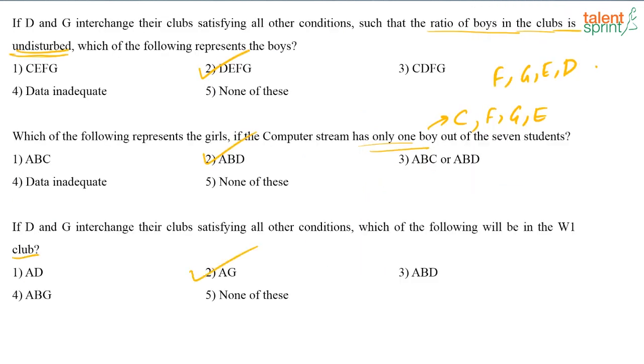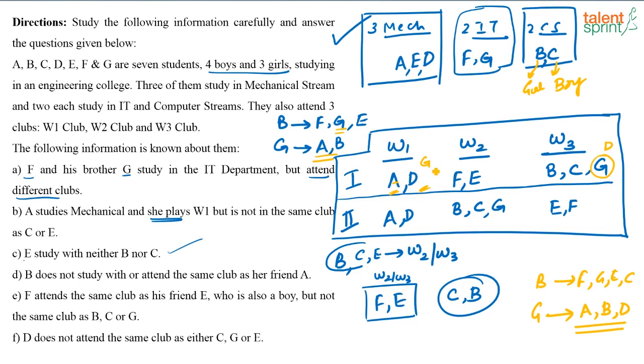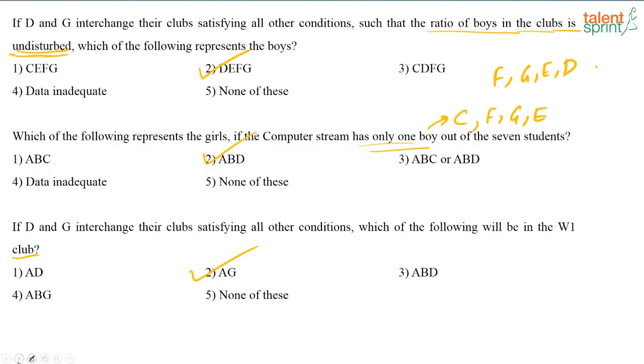Answer is option 2. First, before placing G, you place D. Now D cannot be here or here, so obviously D has to be with A, and they have also said here that D cannot attend with G. So obviously G has to be in W2 or W3, where they have further said that G cannot be with F. So G has to be in club 3 in the first case, and in the second case it has to be in club 2. So there will only be 2 possibilities, not 3 possibilities, not 4 possibilities.